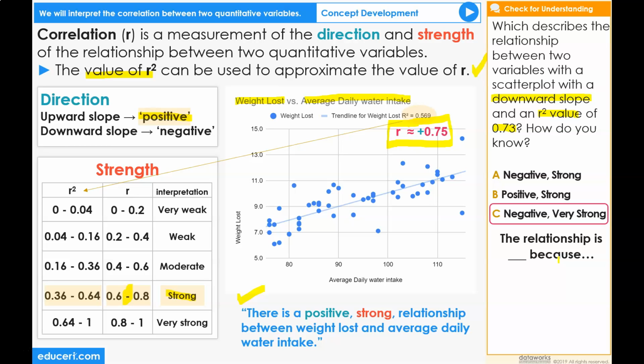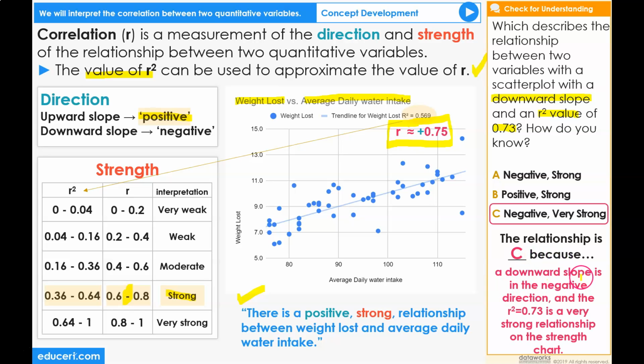C. Negative very strong. The relationship is negative very strong because a downward slope is in the negative direction and the R squared equals 0.73 is in this range right here, letting us know that the R correlation value is some value between 0.8 and 1, and that is a very strong correlation from our strength chart.